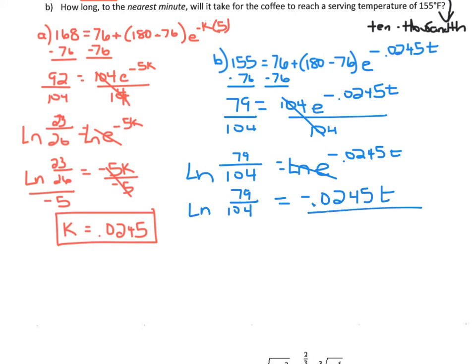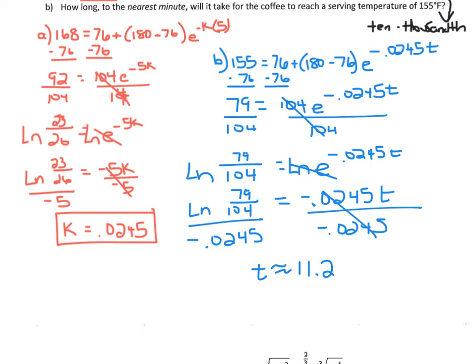Okay, and then to finish solving for t, just divide by the number that's in front of it. And when we plug this into our calculator, we wind up getting approximately 11.2.